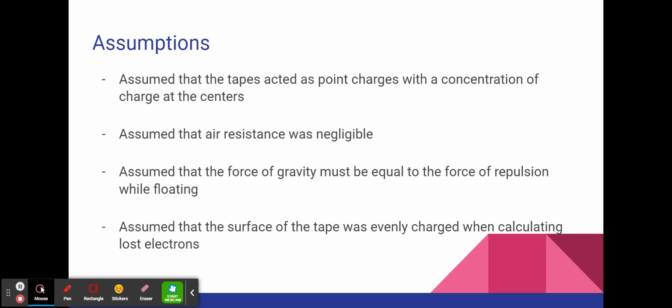The assumptions in this lab were that the tapes acted as point charges, with the concentration of the charge at the center, and that the air resistance was completely negligible, and that the force of gravity was equal to the repulsion force. In order to create a floating effect, it would have to counteract the forces of gravity. And the assumption was that the surface of the tape was evenly charged instead of pockets of high charge and low charge spread across the tape surface. We assumed an even charge and a single point charge.